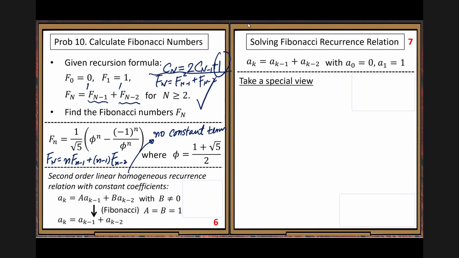All right. To start, we want to find some insight, so take a special view. We consider a sequence that satisfies the given recurrence relation, and we want to study this sequence. We guess the structure of the sequence. This time, not the result, the structure. Structure is important.